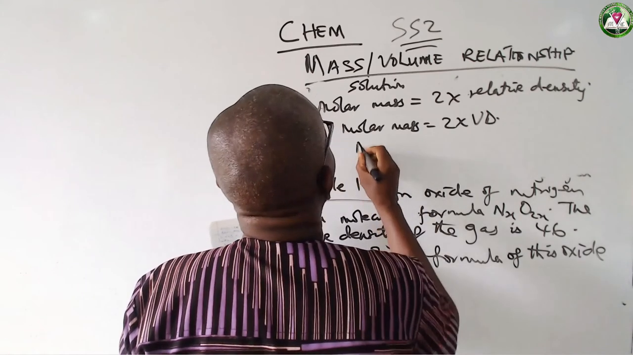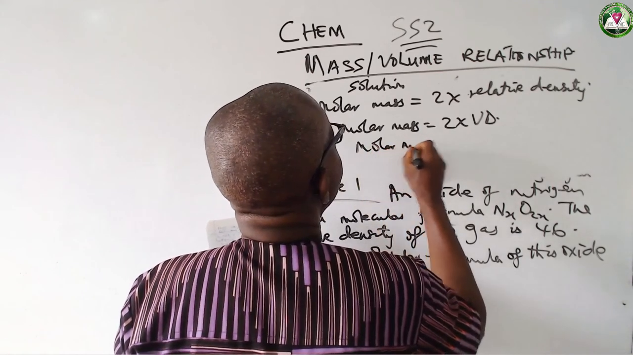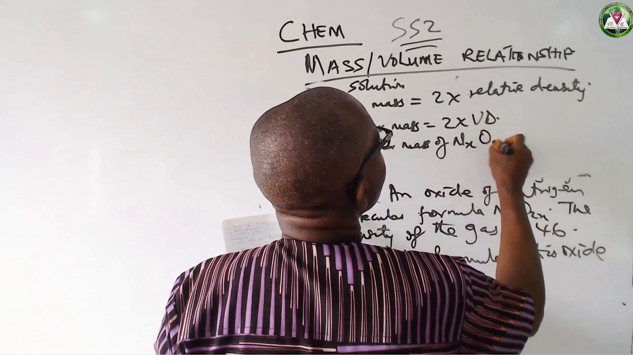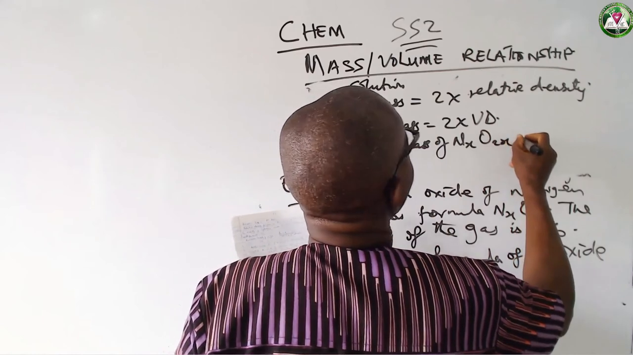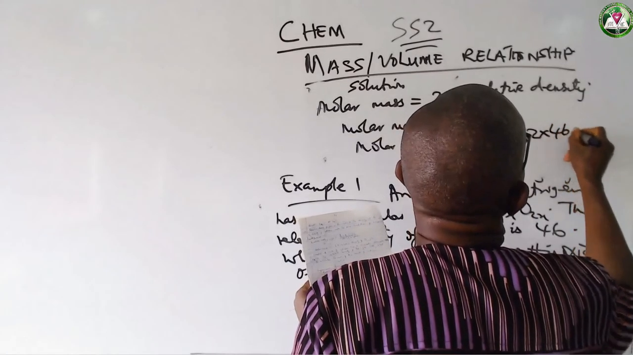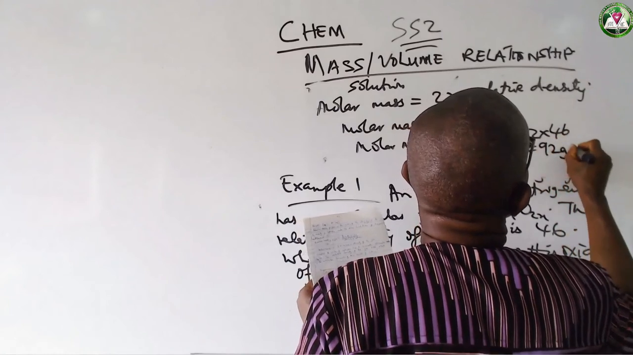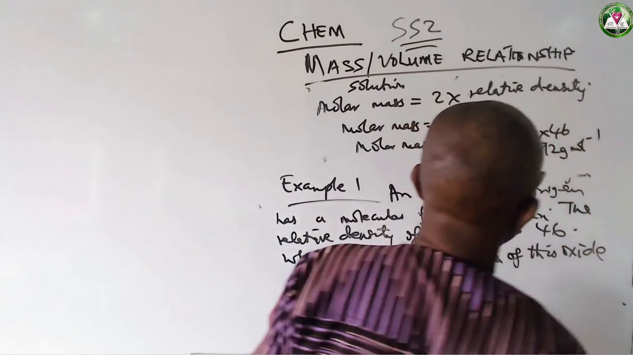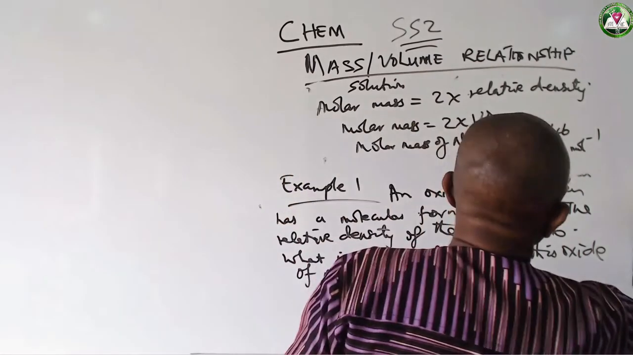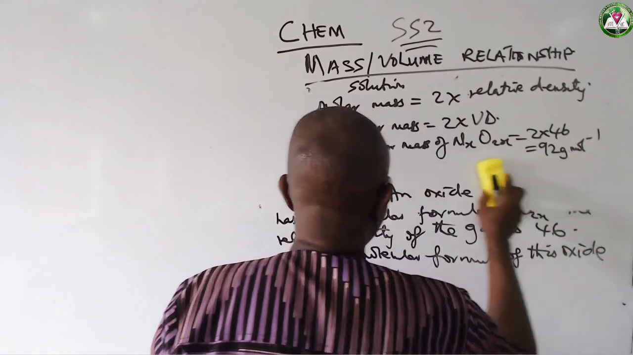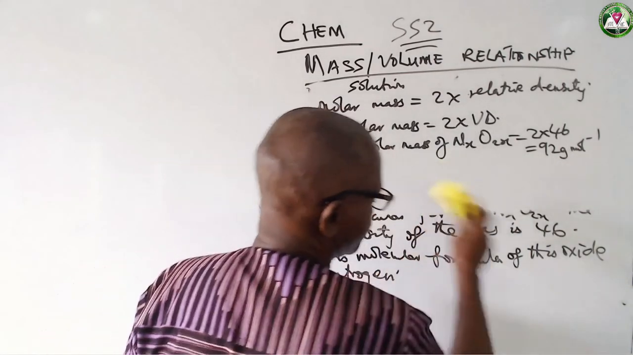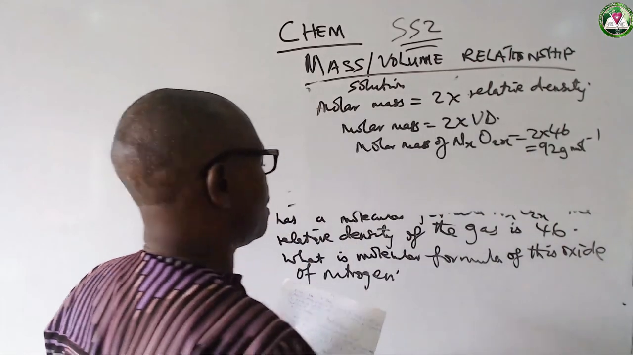Therefore, the molar mass of NxO2x will be equal to 2 times 46. That will give you 92 grams per mole. Therefore, we have found the molar mass. But what they ask us here is, what is the molecular formula?